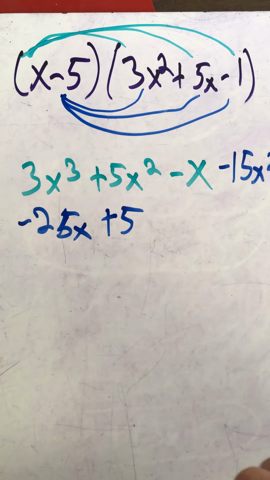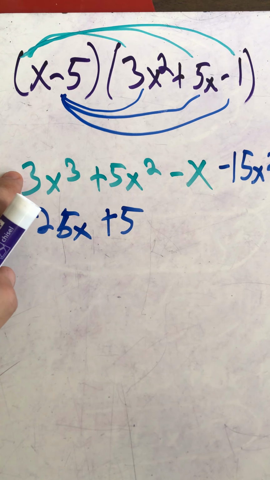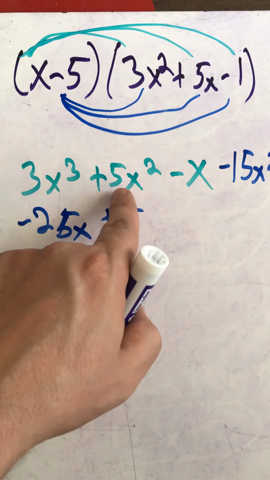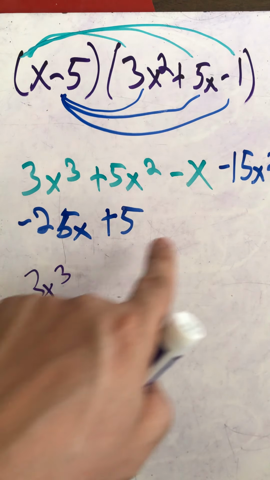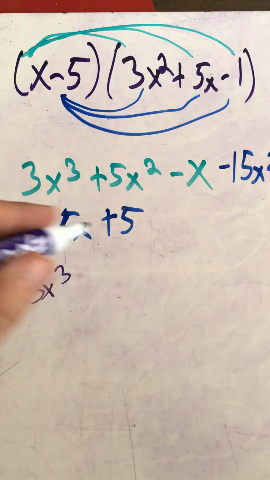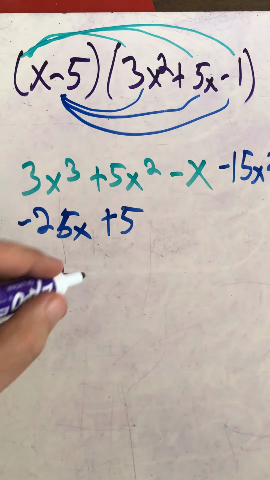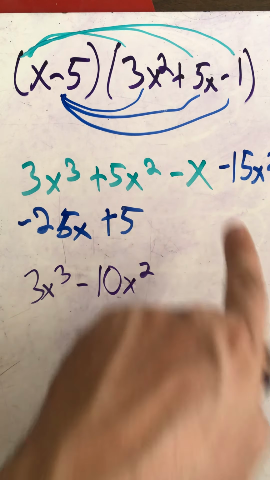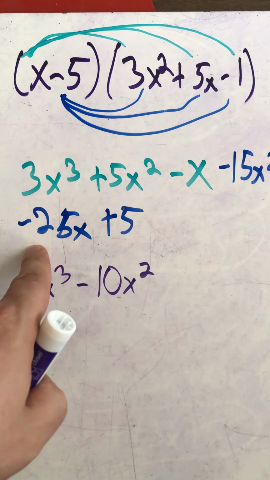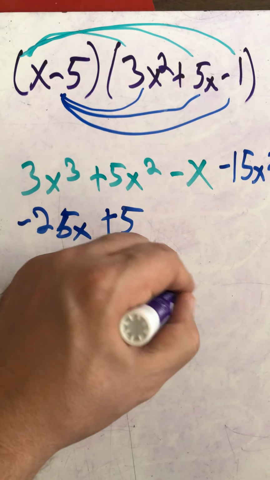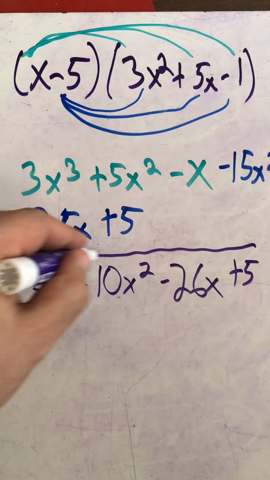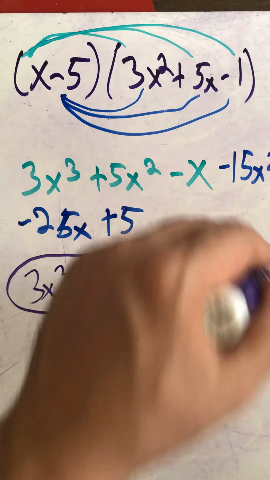Now, just like before, we combine like terms. This is the only one with an x cubed, so we have 3x cubed. Positive 5x squared, negative 15x squared. 5 minus 15 is negative 10x squared. Negative x minus 25x, negative 26x. And then we have plus 5. There you go.